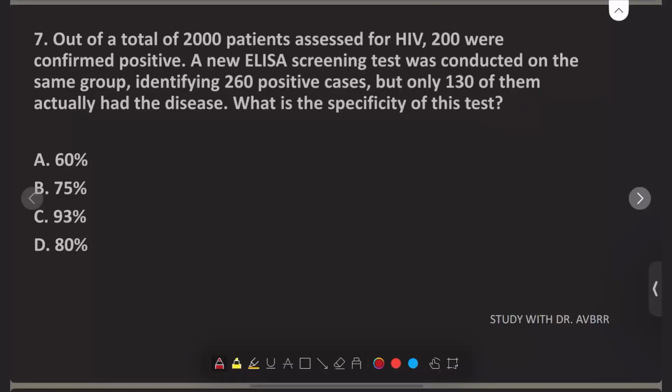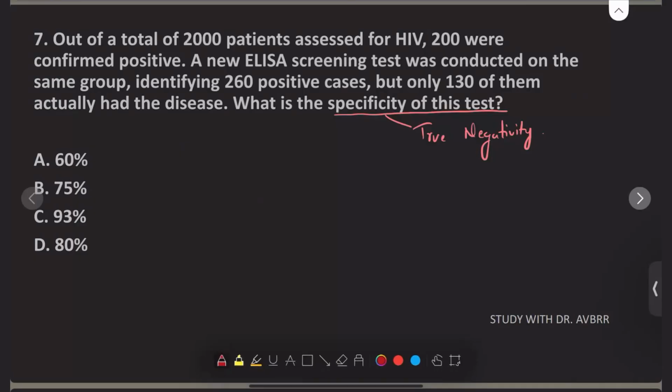Okay, what are they asking? What is the specificity of the test? So what do you mean by specificity in the first place? Specificity means true negativity. So we'll be concentrating mostly on true negatives and false positives. A false positive is nothing but a negative that we have falsely gotten as positive. So we're concentrating only on the negatives. Let's first decode this and write down the values.